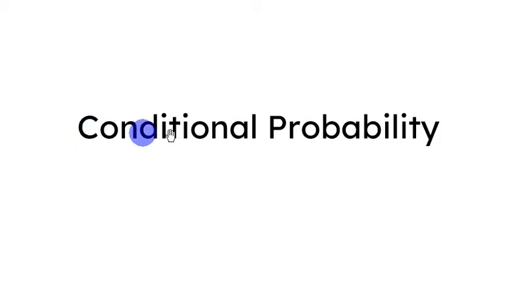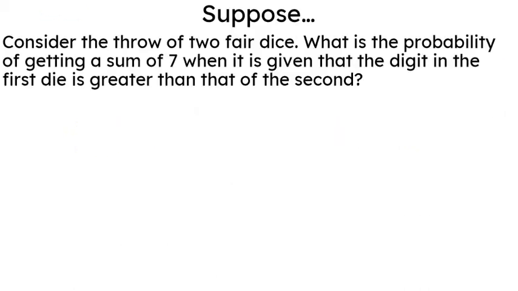In this video, we're going to talk about conditional probability. So, let's consider throwing two fair dice. What is the probability of getting a sum of 7 when it is given that the digit in the first die is greater than that of the second?